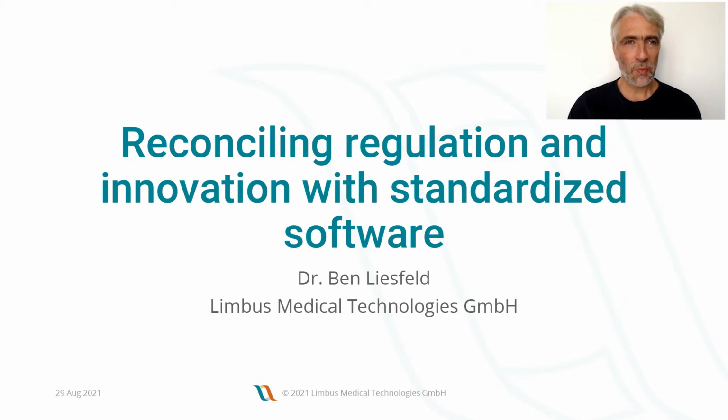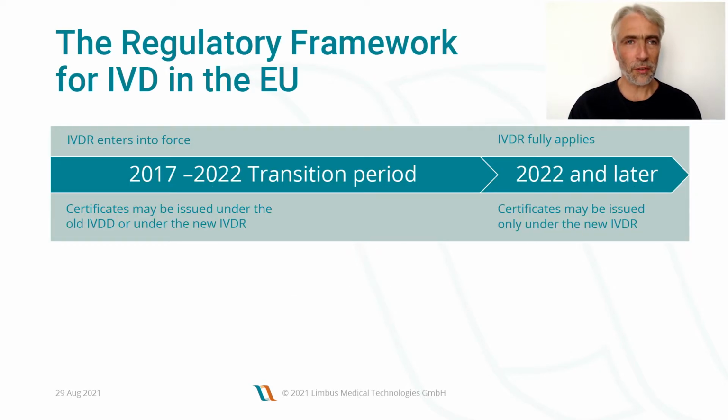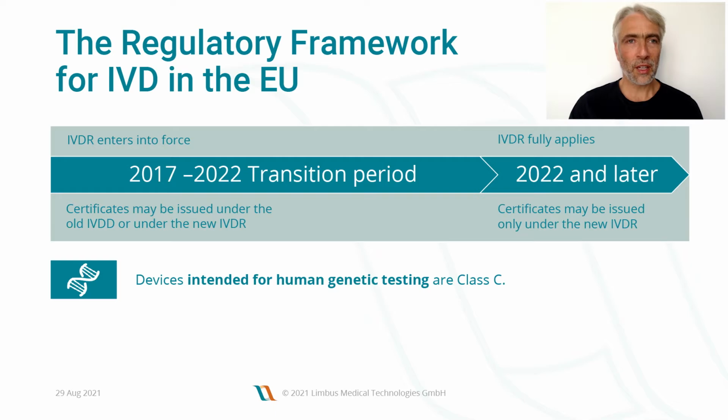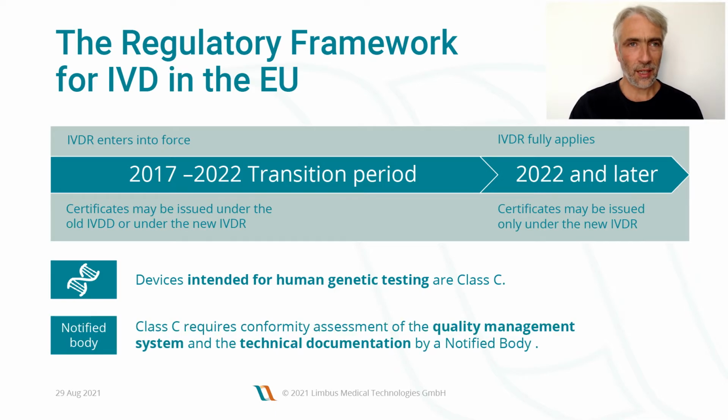Let me first remind you of the changes in the regulatory framework that are imminent for us. The transition period of IVDR will end next year in May of 2022, and from that moment on, medical devices can only be placed into the market and certified according to the new rules of IVDR. That means in particular that anything that is related to genetic testing will be classified as Class C, which is not a low-risk classification. This means in particular that Class C devices must undergo review by a notified body in order to demonstrate compliance with IVDR.